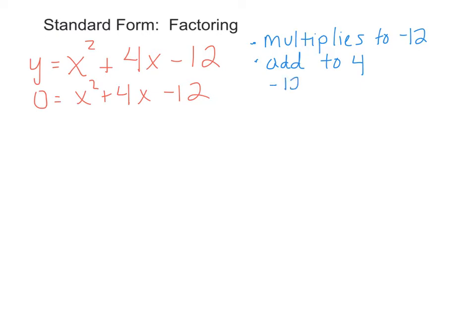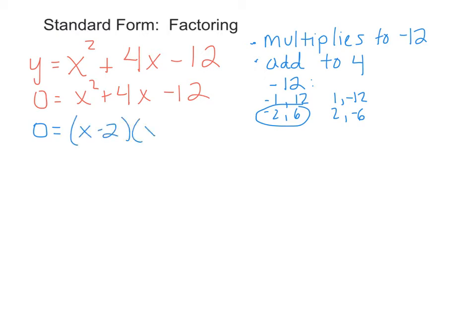Okay, so let's think about the factors of negative 12. What multiplies to get negative 12? Well, that would be negative 1 and 12, 1 and negative 12, negative 2 and 6, 2 and negative 6, and 3 and 4. But hey, we've got our solution right here. That multiplies to get negative 12 and also adds up to 4. So remember, then we say, okay, we've got x minus 2 times x plus 6. There's our factored form.